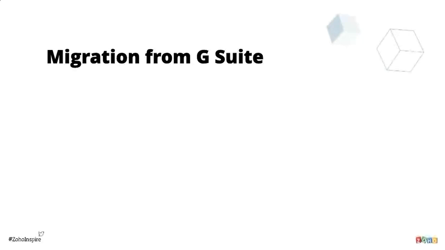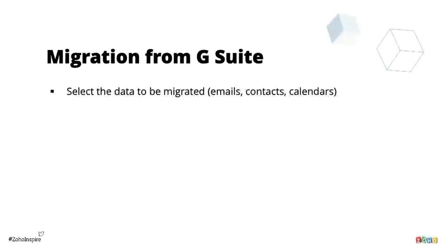The process is fairly similar to the IMAP POP migration. There are just very few differences, and I'll tell you what those are. So when you're migrating from G Suite, you have the option to select multiple kinds of data. Instead of migrating just emails, as is the case with IMAP POP migration, you can also choose to migrate your contacts and calendars along with the emails.